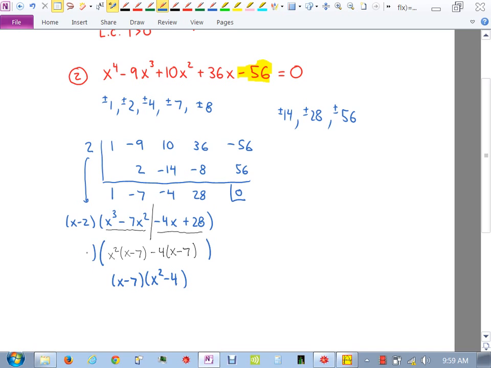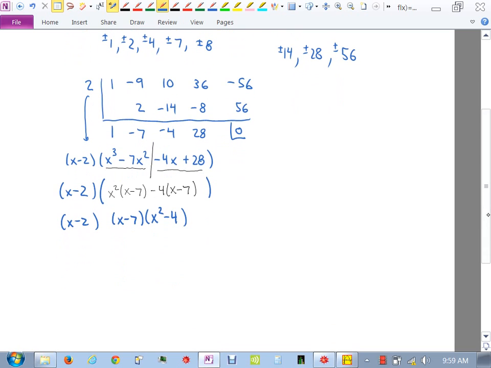And then what's sitting out in front of this? X minus 2, I'll bring it down, x minus 2 again. But the x squared minus 4 is the difference of squares, right? So you can go x minus 2, x minus 7, x plus 2, x minus 2, there's my difference of squares. And then you have to notice that you have two x minus 2s. You have to see that, because your next line is x minus 2 squared, x minus 7, x plus 2.